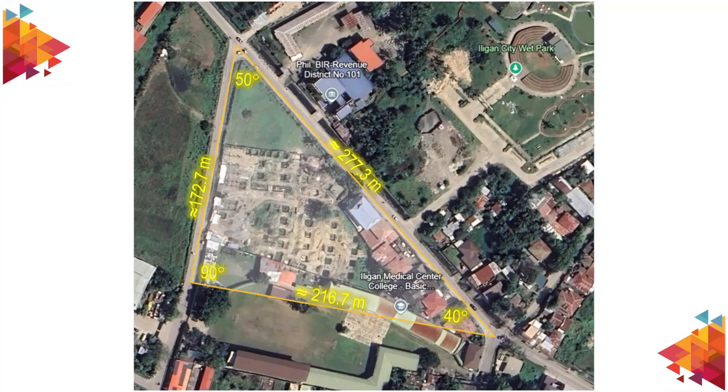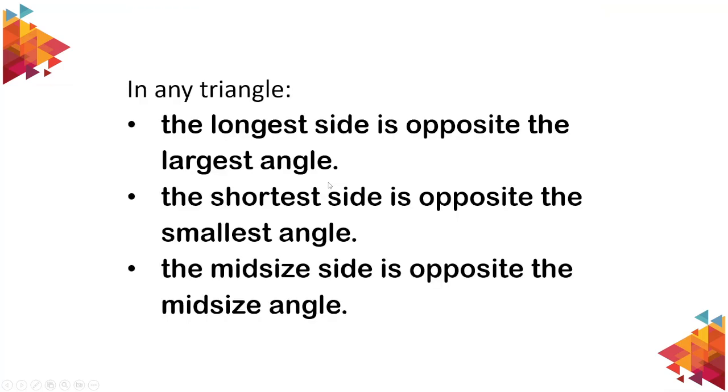That means any triangle you see around you really has that angle-side relationship. So 90 degrees being the largest, opposite to that will be the longest side, and it is true. And the shortest side is here. It happens to be the opposite of 40, and the mid-size pairs also have that relationship. So again, that would be a real life example of this topic and many more.